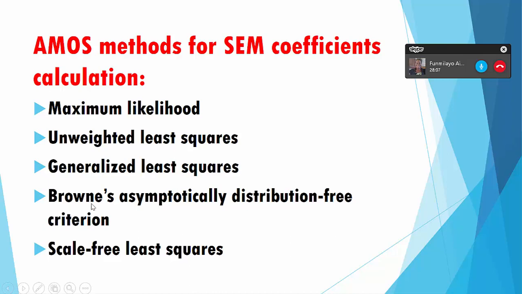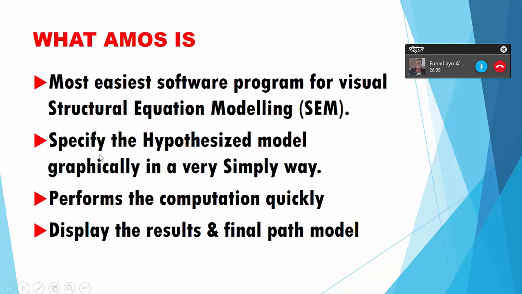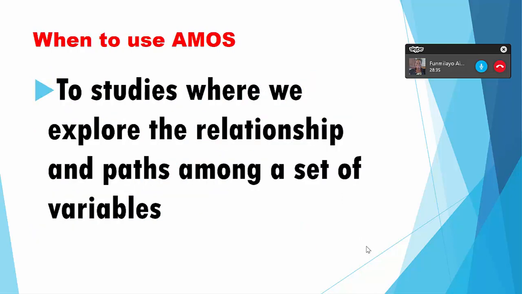Slide 7. What is AMOS? AMOS is the easiest software program for visual structural equation modeling, SEM. It specifies the hypothesized model graphically in a very simple way. It performs the computation very quickly. It will display the results for the final path model. I'm on slide 9. How to conduct analysis using AMOS.